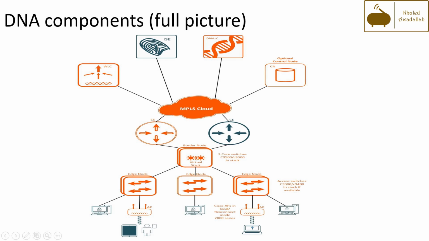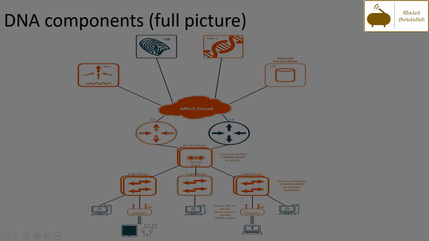Also, you should have Cisco ISE if you need some features like deep assurance features and network segmentation. And you will have your wireless controller, whether it will be over the top or fully integrated with DNA Center. You have an optional node called the control node. This node has a very special task to do with network segmentation. You can check for it in the Cisco validated design for DNA Center.